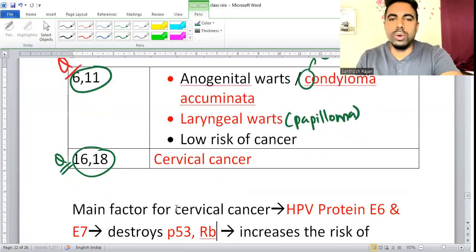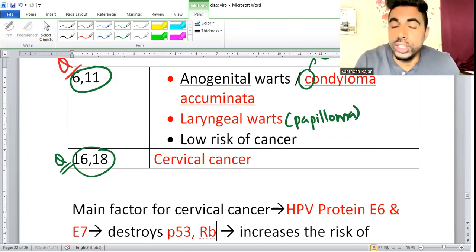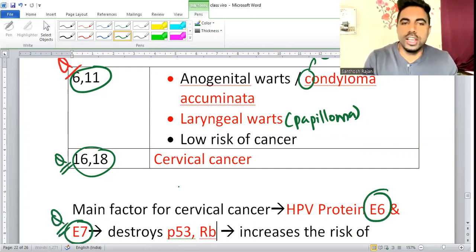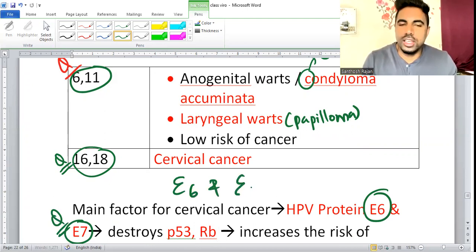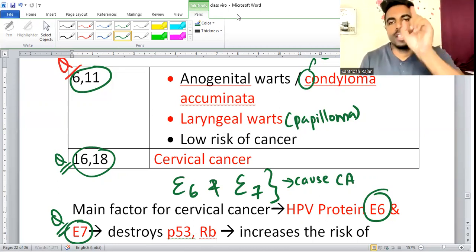Got it. Now, what is the main factor? They can ask a pathology question, and not only pathology, because it's micro everywhere, even a gynae question. Which HPV protein causes this cancer? Two things, E6 and E7. Please remember, E6 and E7 are the main factors for causing this cancer. They are the dangerous ones. They inhibit P53 and RB, retinoblastoma and P53 protein, so the cancer risk is very high. E6 and E7 for HPV.